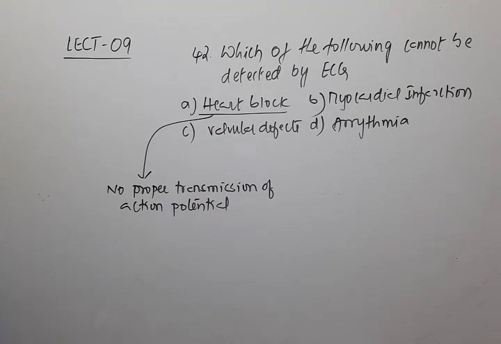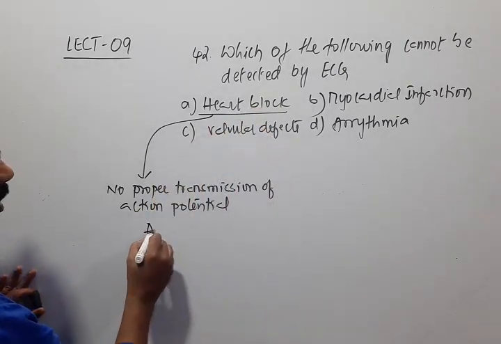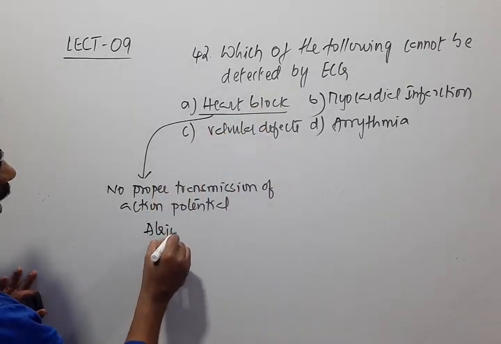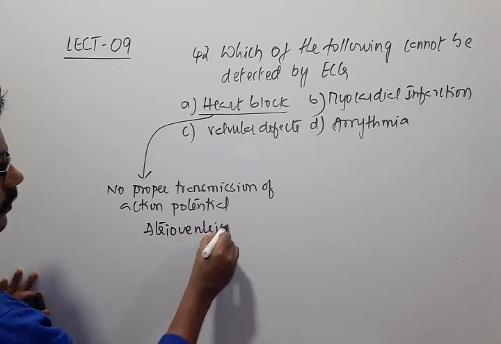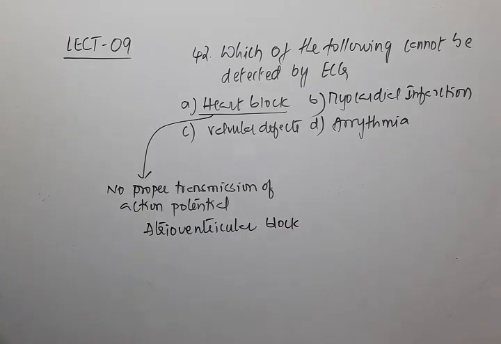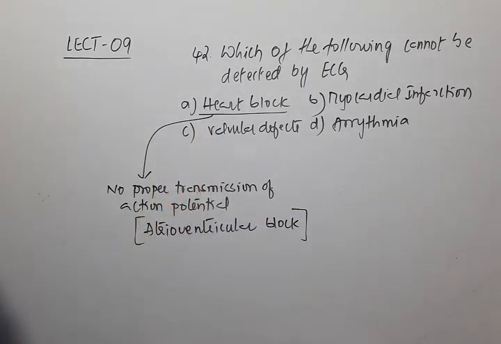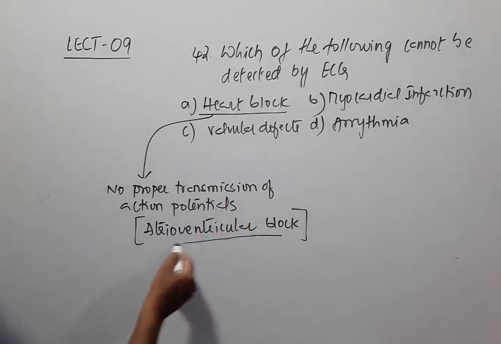So for this reason, this heart block is also called atrioventricular block. Because of this, the heart beats slowly. So heart block is when there is no proper transmission of action potentials from the SA node to the AV node, and for that we also call it atrioventricular block.